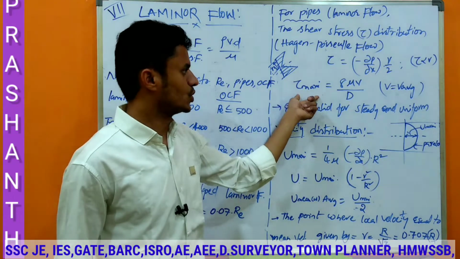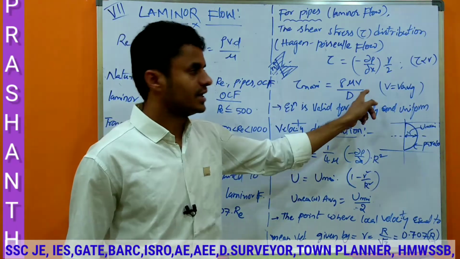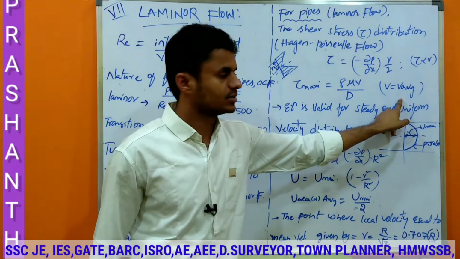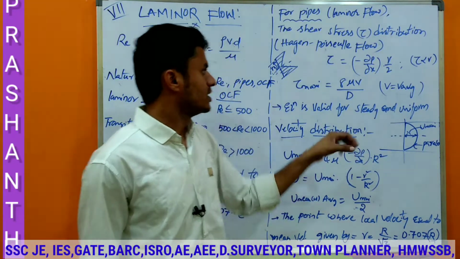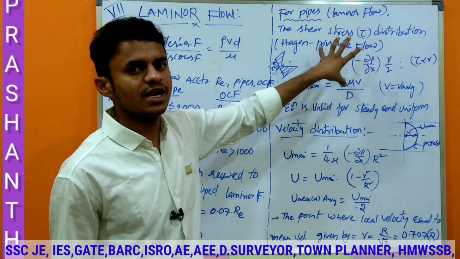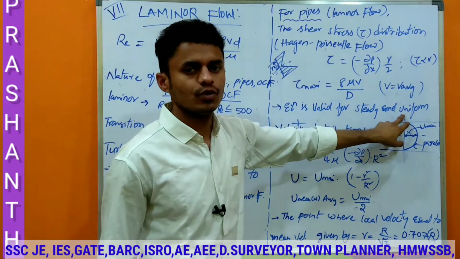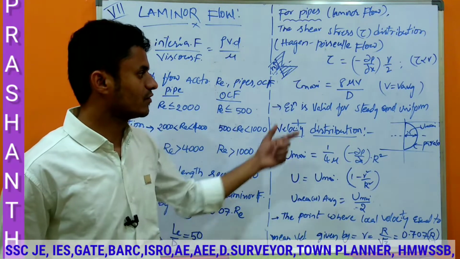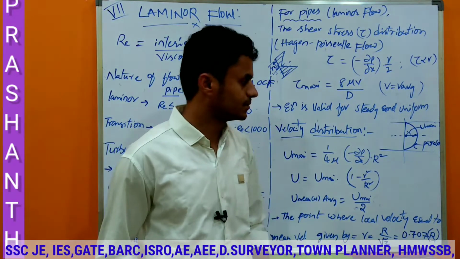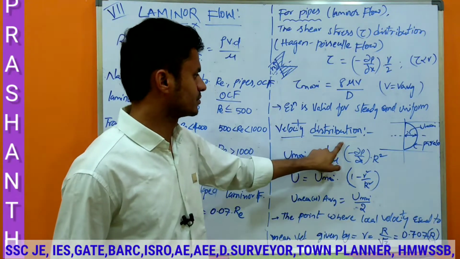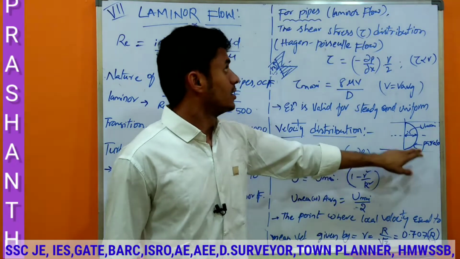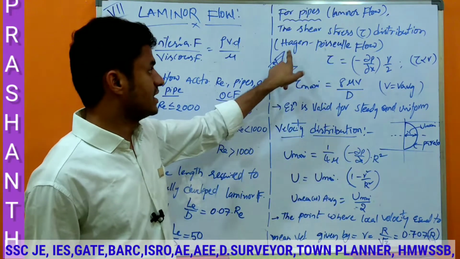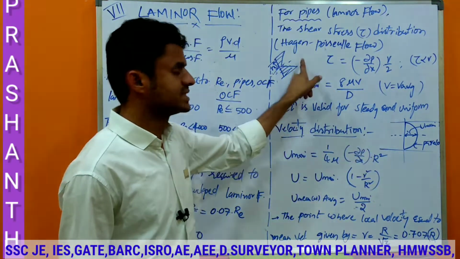Maximum shear stress equal to 8 mu V by D. Here V equals average velocity. This equation is valid for steady and uniform flow only. It is not valid for other types of flows. So, velocity distribution: the velocity distribution is parabolic. Shear stress distribution is linear. Velocity is parabolic, shear stress is linear.